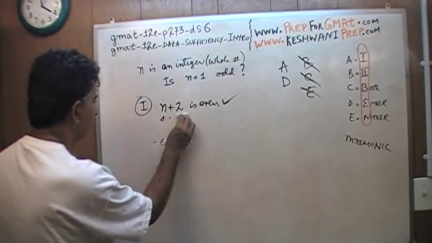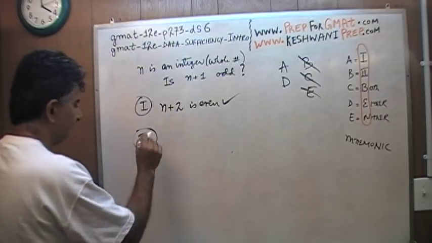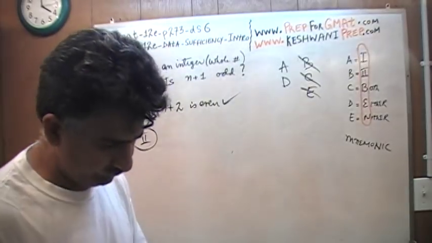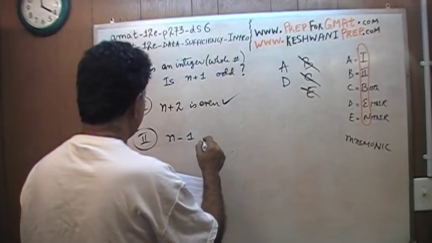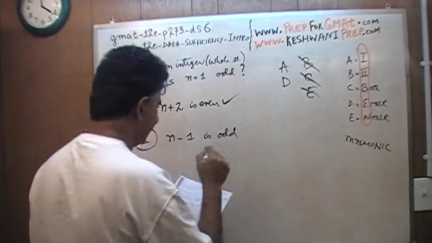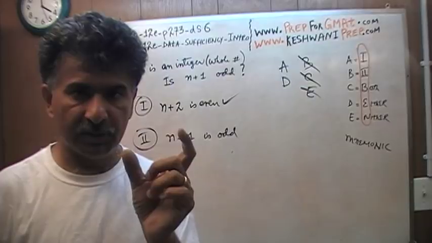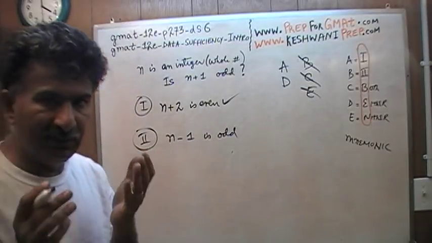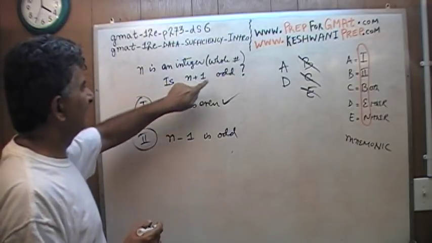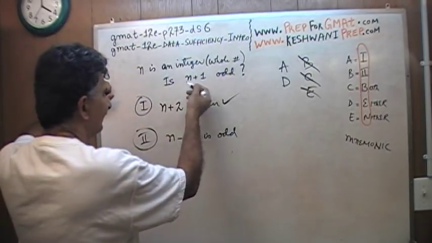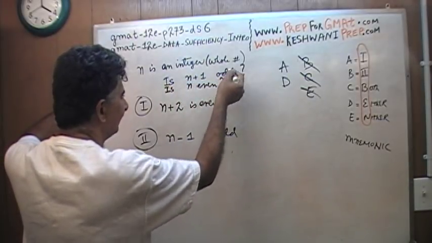Let's look at the second statement. Let's see what the second statement does. The second statement tells me n minus 1 is odd. Well, there you go. The only way you can take an integer, subtract 1 from it, and have it become odd is when that number is even, which is what we're trying to establish here. Asking is n plus 1 odd is the same as asking, is n even? These two questions are the same.